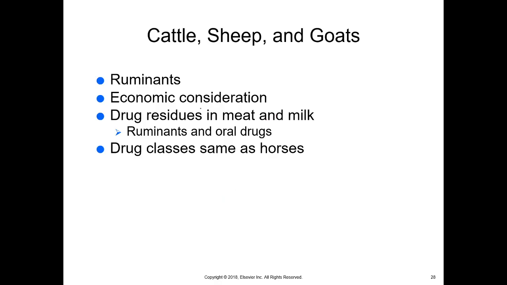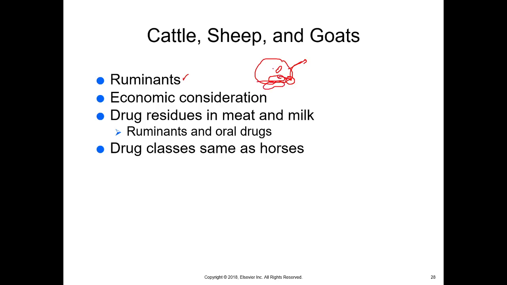With cattle, sheep, and goats, these are ruminants. The reason that this is important to consider is the first stomach that we put anything into, food or pills or tablets, is the rumen. It can take hours, a couple of days, a couple of years for this pill to get out of the rumen, get chewed back up in the stomach, and the cud comes to the omasum and then to the abomasum.